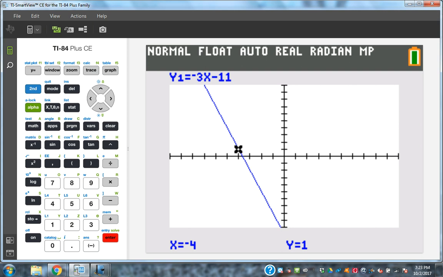Okay? So we're going to build through point slope form into slope intercept form. That's what we're trying to develop here. Let's do another problem.